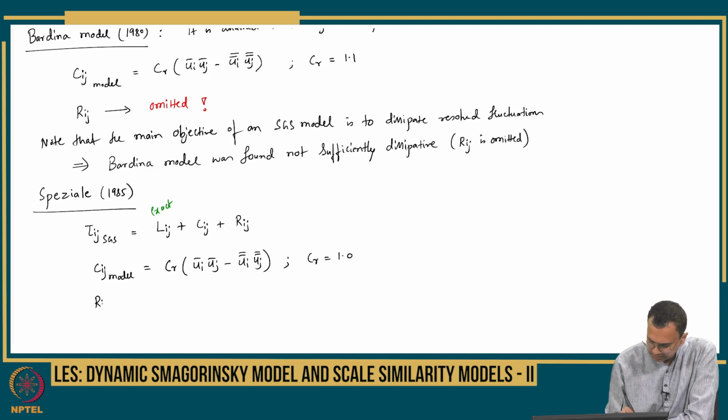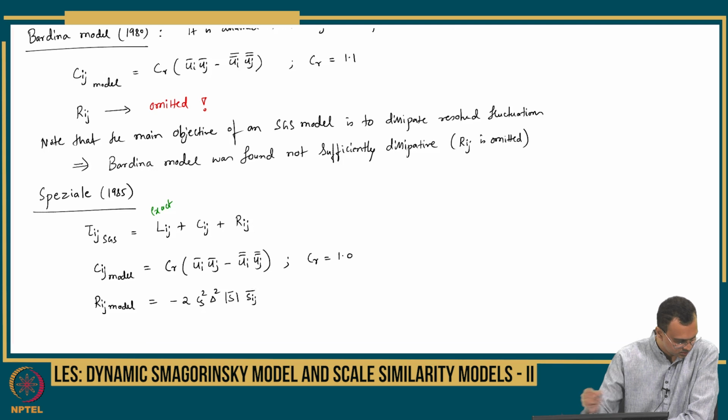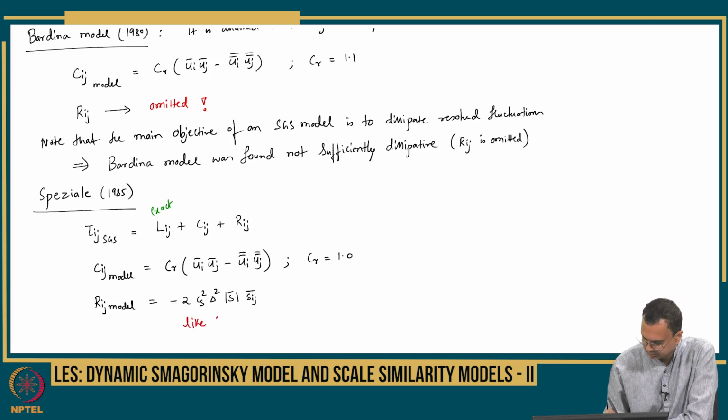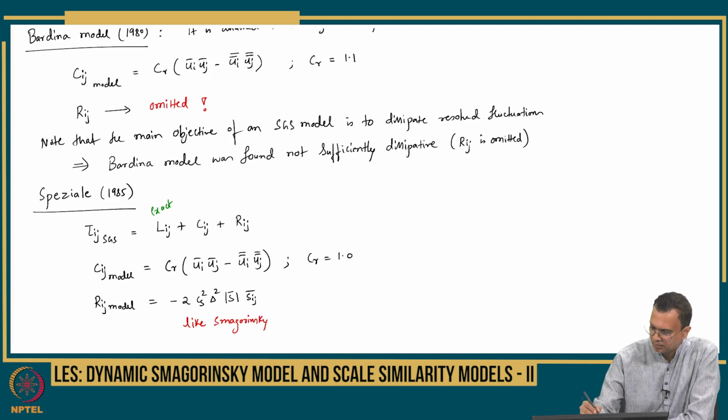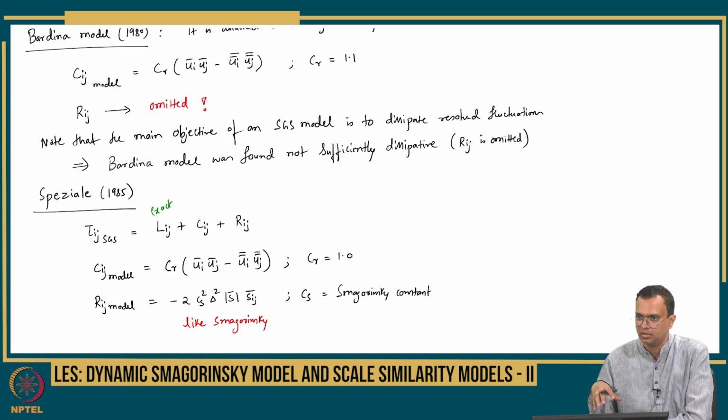Okay, and for the Rij model term, the Smagorinsky idea is used here. Similar to Smagorinsky, it is set equal to minus 2 Cs square delta square S Sij bar, like Smagorinsky. Cs is your Smagorinsky constant. Again, it is user dependent here, even though you are not going to define it for all the SGS scales, because only some fraction of the total SGS scales contribution has user dependency. The Cij and Lij are computed, only Rij has some user dependent values going into it.